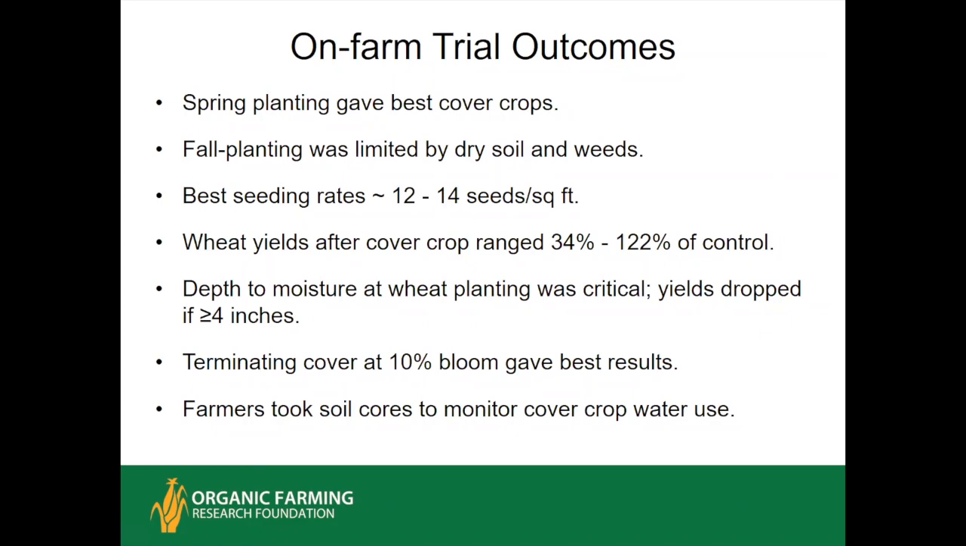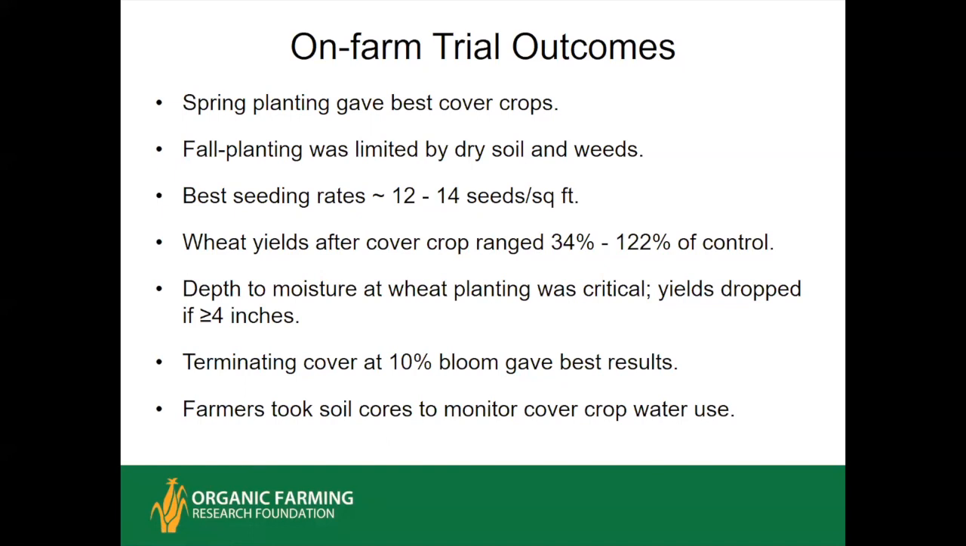The wheat yields in these 4 years of trials on 20 farms varied all the way from a severe reduction, 34%, all the way up to a significant yield increase of 22%. Now, on average, that was about a 10% yield cost, 10 to 15%, a very wide range. And it turns out that what was critical was the depth to moisture at the time of wheat planting. Not so much total soil moisture in the profile, but how deep you had to go to get to enough moisture to germinate a seed.